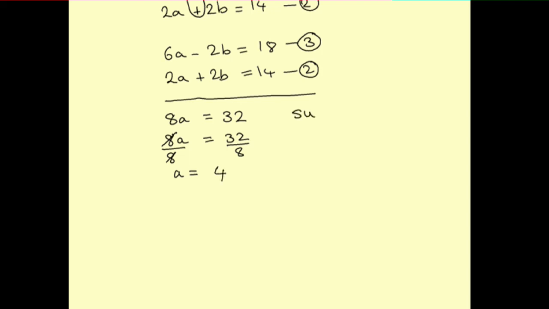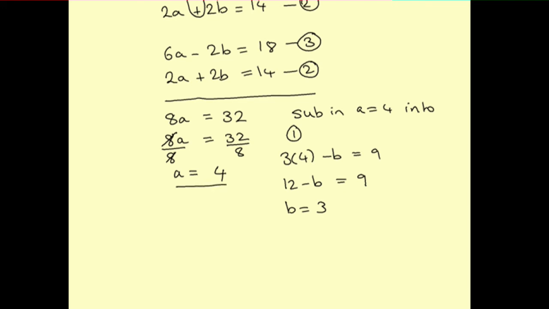Now what we need to do, we need to sub in a equals 4 into the first equation. So we put 3 brackets 4 minus b equals 9. So that's 12 minus b equals 9. Now by inspection you can quite clearly see that b must equal 3. So we've got our two answers.